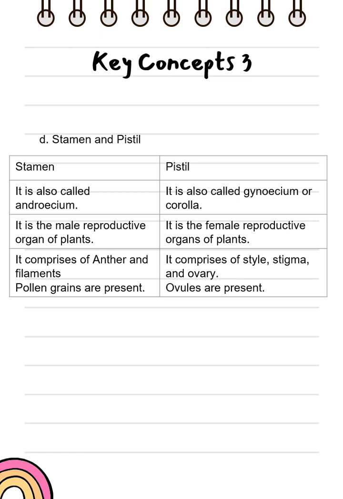Pistil. It is also called gynoecium or corolla. It is the female reproductive organ of plants. It comprises style, stigma, and ovary. Ovules are present.